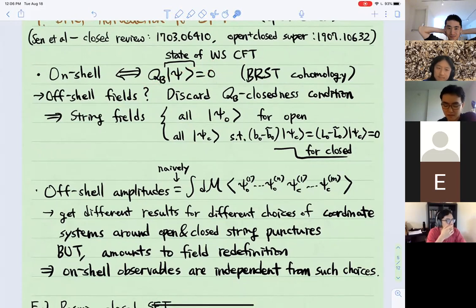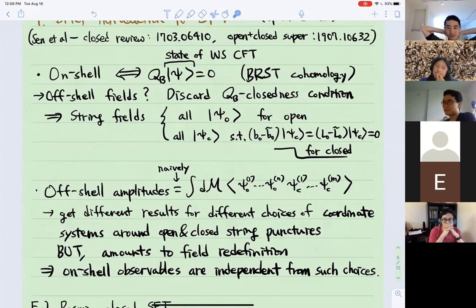So the declaration is the following. By string fields, I mean all states in my CFT, the worldsheet CFT, modulo some technical constraints which I'm not going to elaborate on. Roughly speaking, you simply get rid of this condition, and then you consider all states in your CFT. So you define off-shell fields.